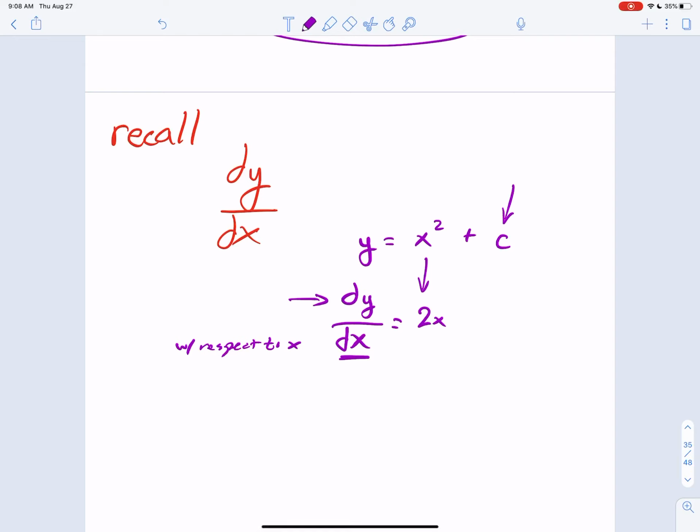C is just another letter, so we have to treat it like it's a number. So what happens if this was like a 4, right? What's the derivative of 4? That would just be 0.